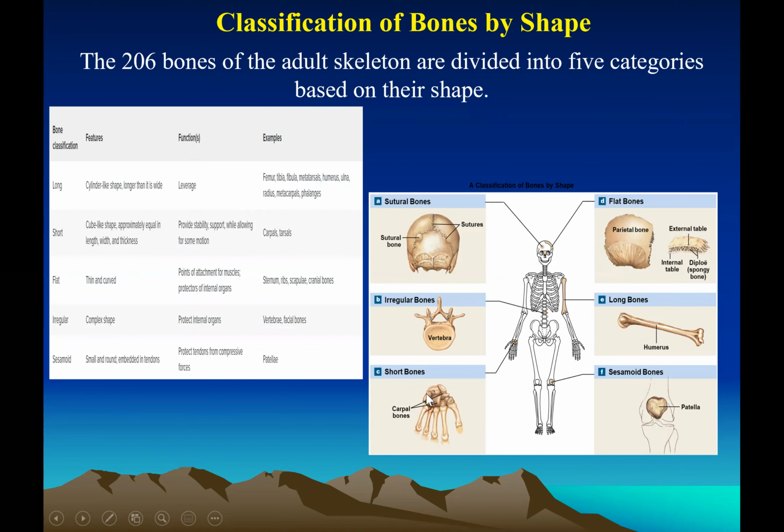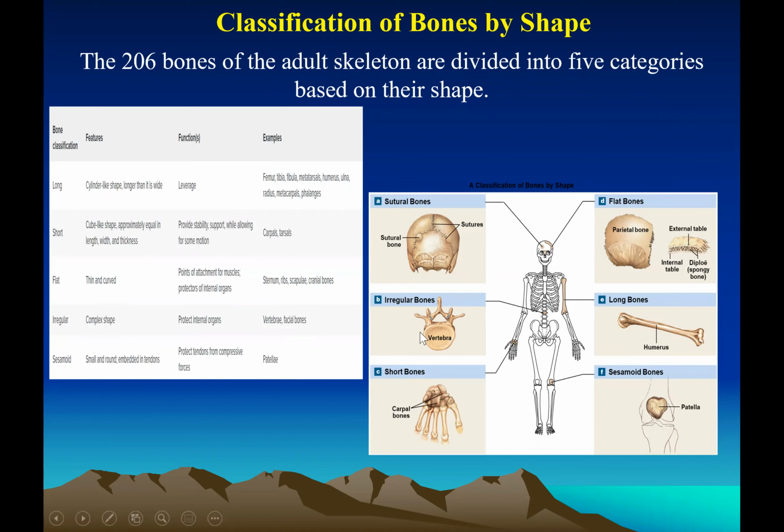Short bones are cube shaped, like a square. They provide stability, and they also allow for some motion. They are found in the carpals and tarsals in your body. Flat bones are thin, and they can be curved. So here's a flat bone. They make the different bones of your skull. They can be points of attachment for muscles and ligaments. They are protective in nature. You can see flat bones in your skull, ribs, sternum, and scapula.